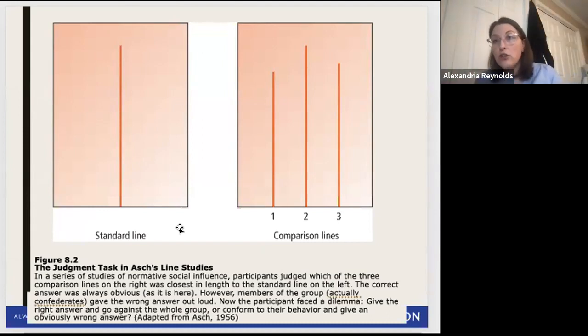Okay, so everybody's saying 2. 2 is correct. It is the line that most closely matches the standard line. In the real experiment, there's 1 participant and there are several Confederates. So let's say we have 25 people in class right now on Zoom. Let's say that I told maybe 20 of you to say the wrong answer.